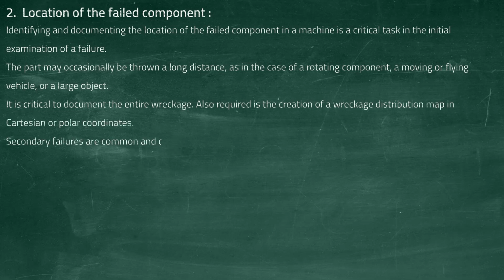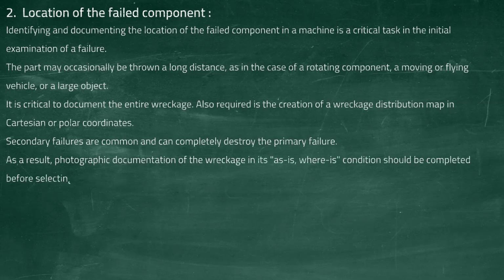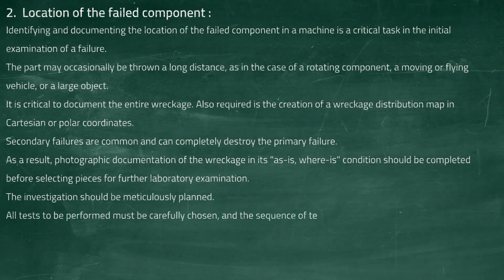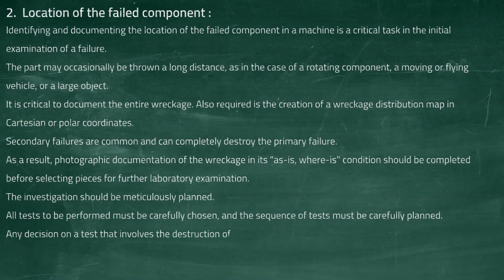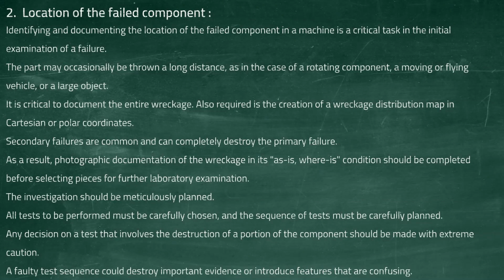Secondary failures are common and can completely destroy the primary failure. As a result, photographic documentation of the wreckage in its as-is where-is condition should be completed before selecting pieces for further laboratory examination. The investigation should be meticulously planned. All tests to be performed must be carefully chosen, and the sequence of tests must be carefully planned. Any decision on a test that involves the destruction of a portion of the component should be made with extreme caution. A faulty test sequence could destroy important evidence or introduce features that are confusing.